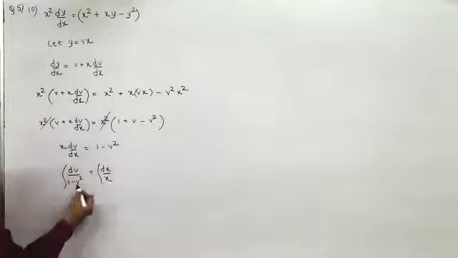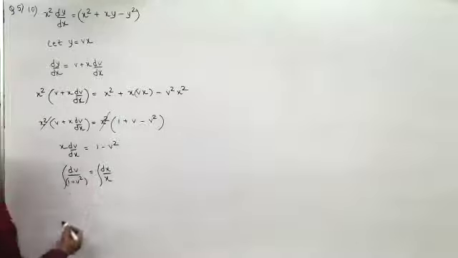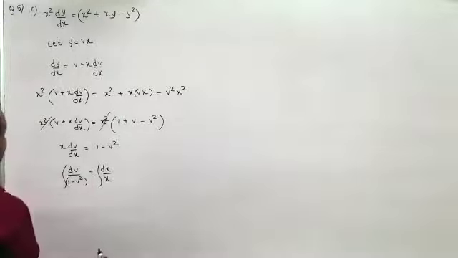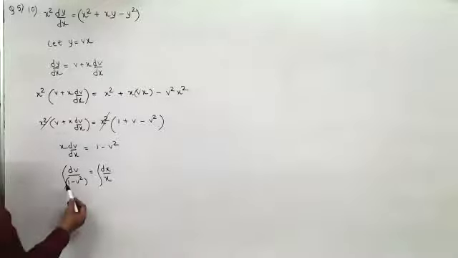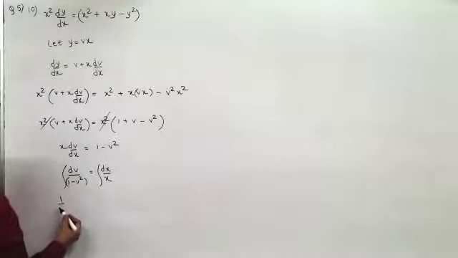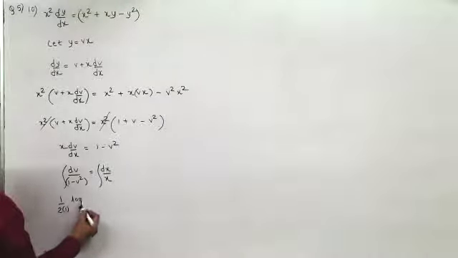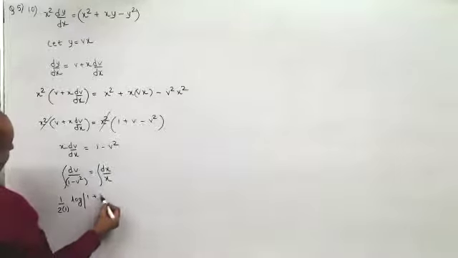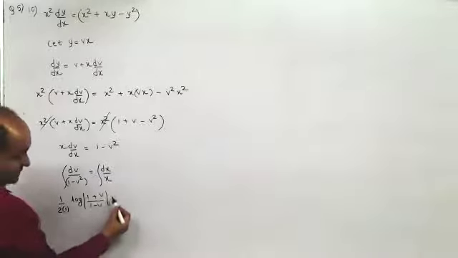Integrate both the sides. This is 1 minus v square here. So a square minus x square. Now it is 1 upon 2a into log a plus x upon a minus x.